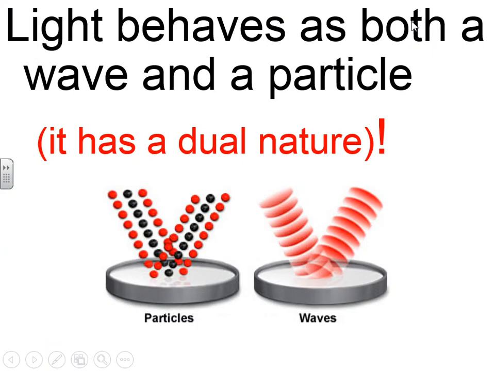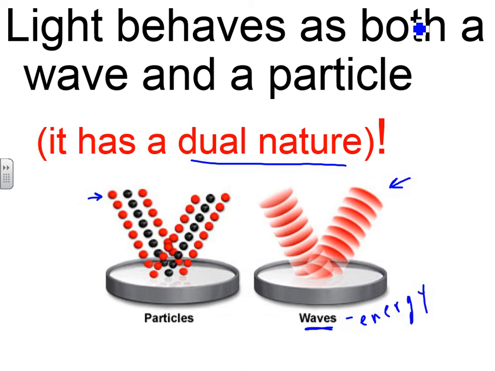It's got what's called a dual nature. So particles are little tiny pieces, little tiny parts. Atoms, for example, would be an example of a particle. And there are experiments in which we see light as a particle. But light can also be thought of as a wave. A wave is actually a form of energy. This is energy. And so we'll take a look at light as waves and light as particles in this lesson.